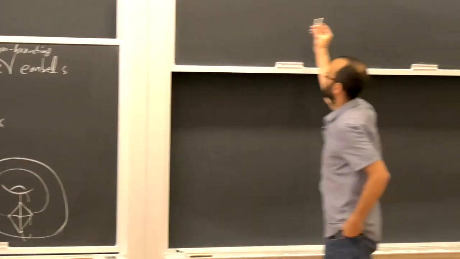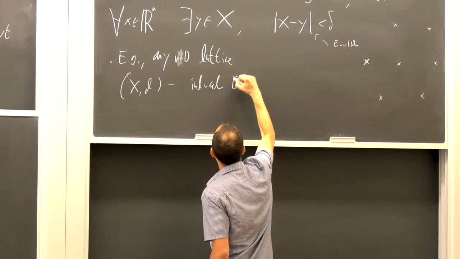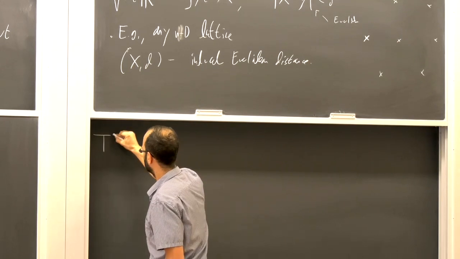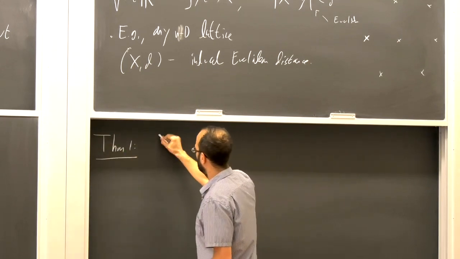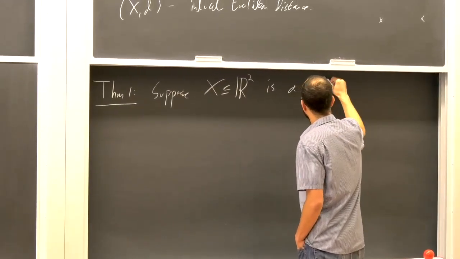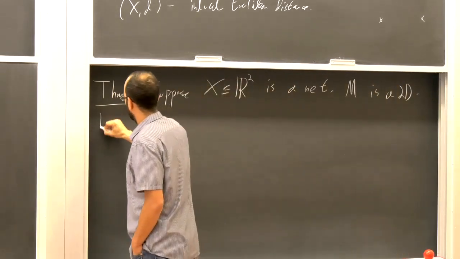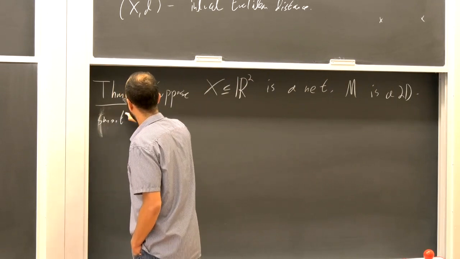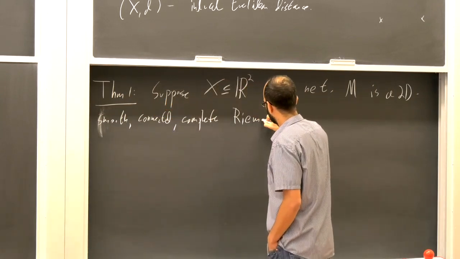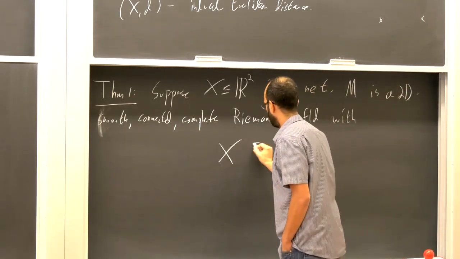Okay, so a net is a metric space with Euclidean distance. So X, d is the induced Euclidean distance. And our first result is that there's a difference between the finite and the countable case. So suppose that X is a net in R2, and M is a two-dimensional Riemannian manifold, smooth, connected, complete, which contains a copy of X, an isometric copy of X.